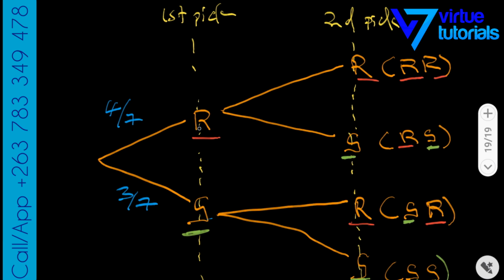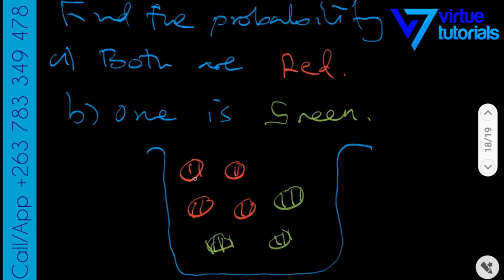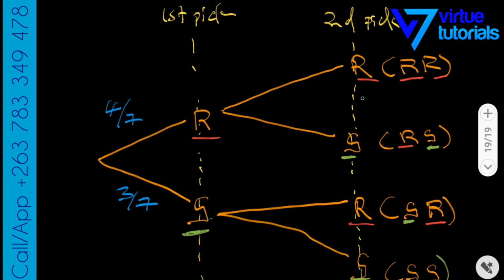If Tabo picks a red ball on the first instance, it means one of these red balls is going to go missing. If one of these red balls goes missing, he's left with only 3 red balls and 3 green balls. So now there's a total of 6 balls, 3 red, 3 green. So the probabilities change. The probability of picking red becomes 3 over 6 because there's only 3 red balls left out of a total of 6. And the probability of picking green becomes 3 over 6. There are still 3 green balls, but now the total is down to 6.